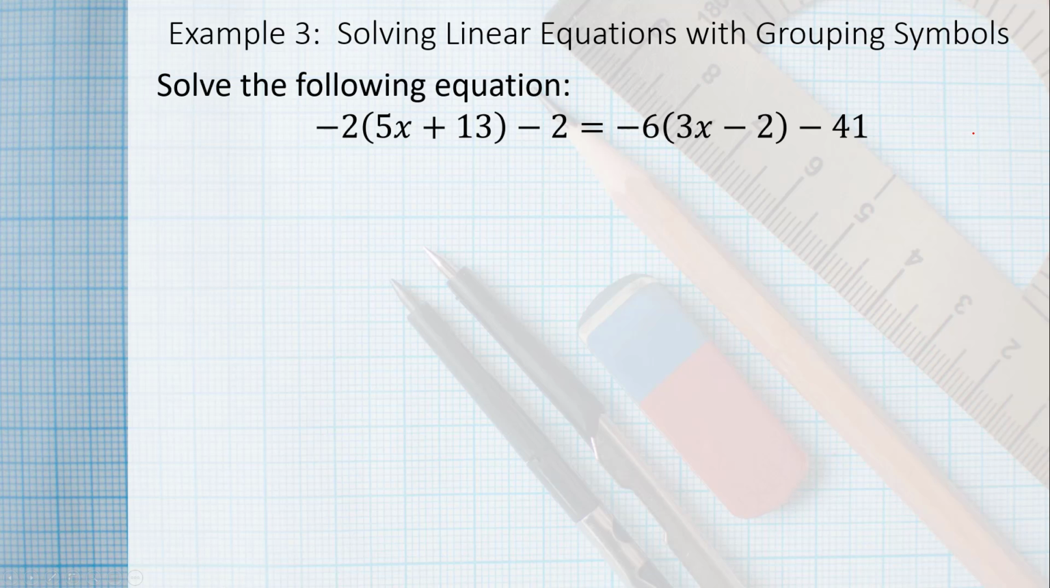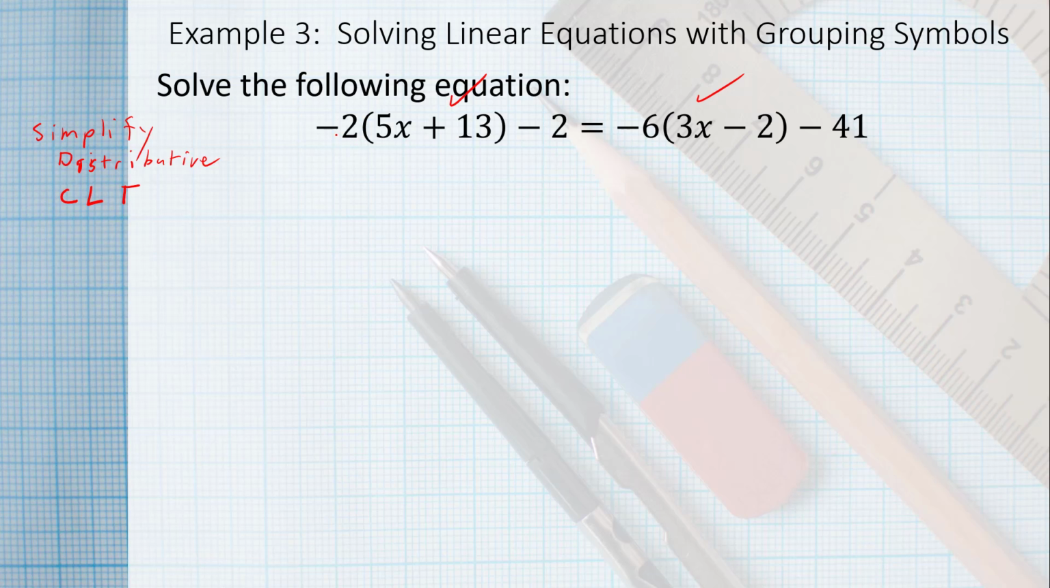Nevertheless, the objective is still the same. We want to isolate x on one side of the equation, doesn't matter which one, and the procedure is still the same. We still want to simplify. However, in this case, we are going to need to use the distributive property to simplify. So what is step 1? Step 1 is to simplify. And we're going to do that by using the distributive property here and here. And once you've done that, we are going to combine like terms.